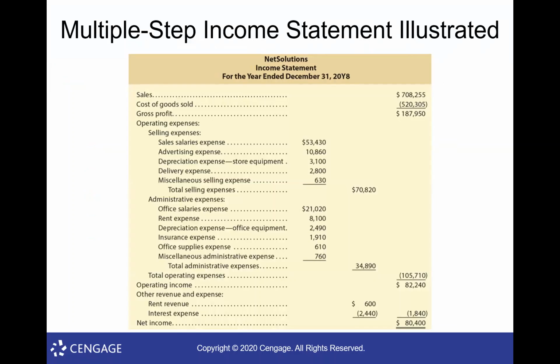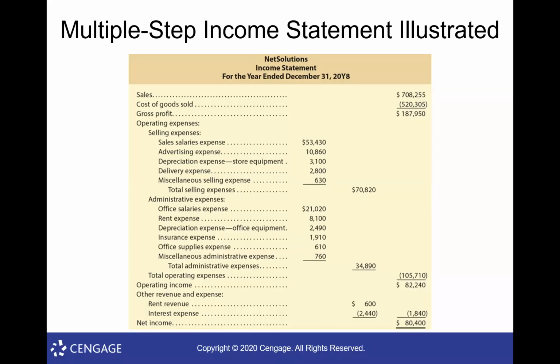So here's an example of one. So we have sales, less cost of goods sold, gives us gross profit. Man, you can see what a big chunk of their sales their cost of goods sold is, right? I mean, that's 70%.